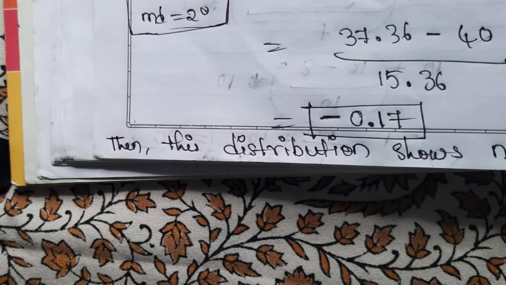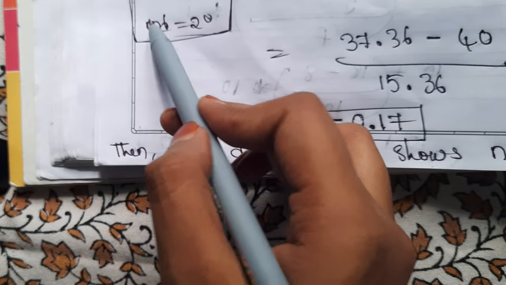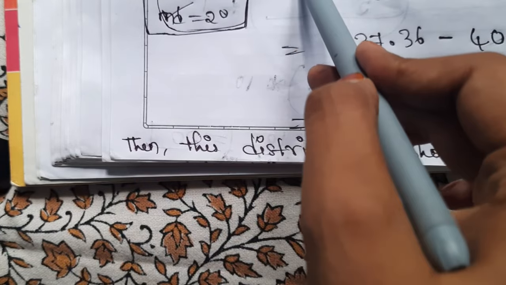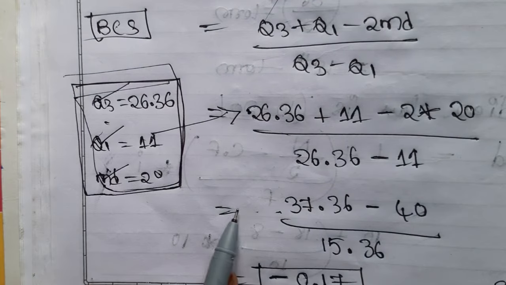So you have to just find Q3. You should remember the formulas. Q1, you have to remember the formulas, median formula. If you find these, you can easily substitute all the values into this, and you can easily find Bowley's coefficient of skewness.